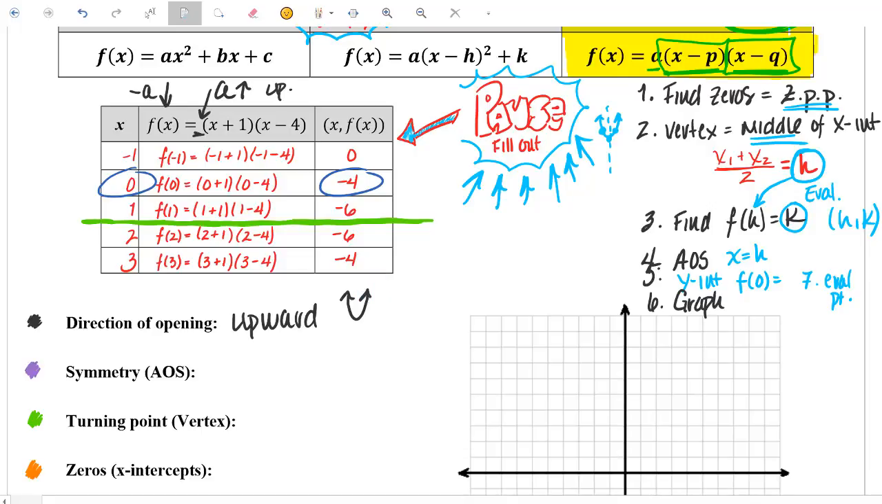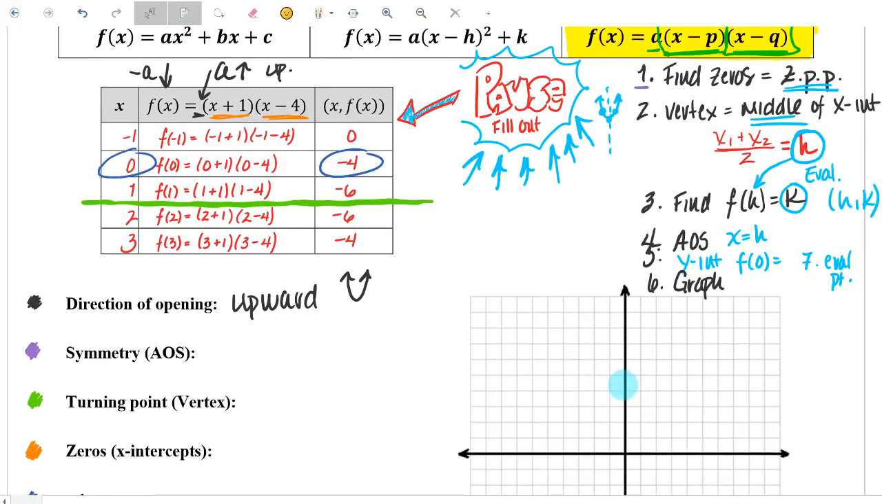All right, next thing that we're going to look at is not the axis of symmetry. We're going to go ahead and find the zeros. So to find the zeros, we're going to use the zero product property from our two linear factors. So x plus 1 set equal to 0 and x minus 4 set equal to 0. We might be able to squeeze it in right here. So we're going to solve.